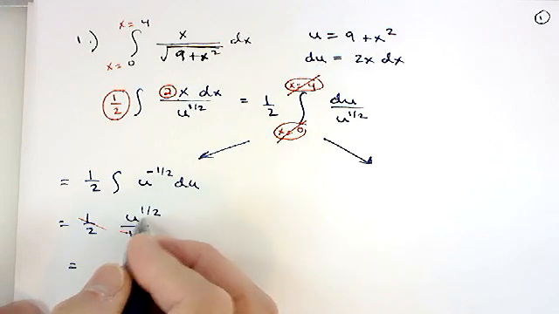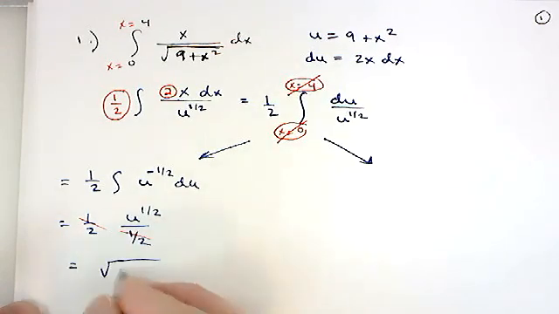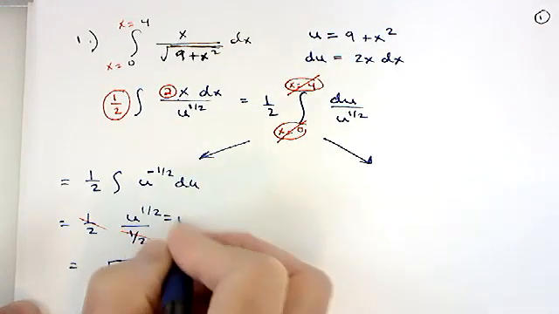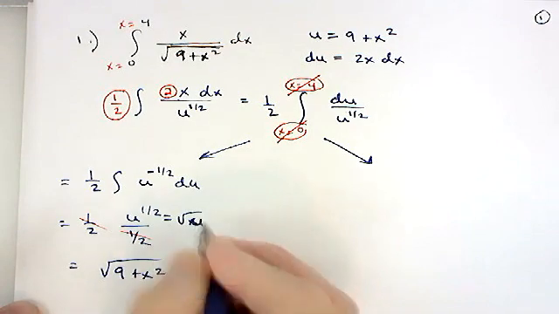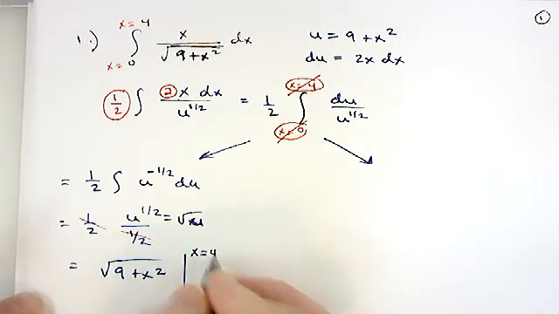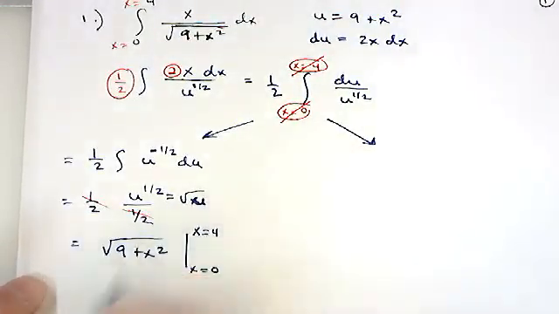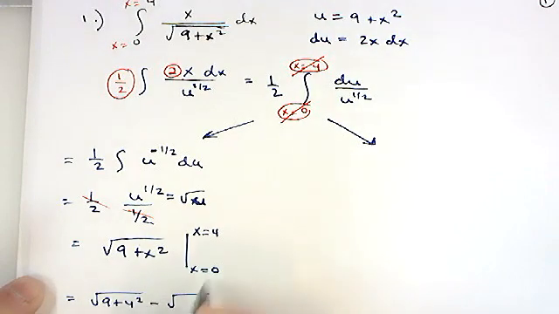And what do we normally do after we do that? We plug back in our u, right? This is really now the square root of 9 plus x squared, because u to the 1/2 is really the square root of u. Now that you're back in the language of x, it would be correct to go ahead and evaluate this from x equals 0 to x equals 4. If you plug in, you're going to end up with the square root of 9 plus 4 squared minus the square root of 9 plus 0 squared.